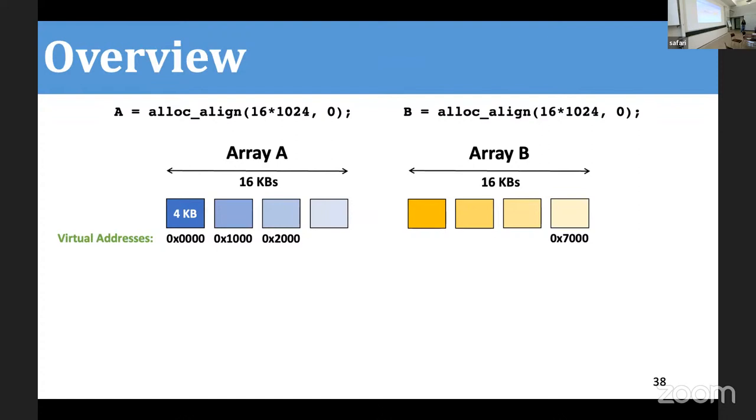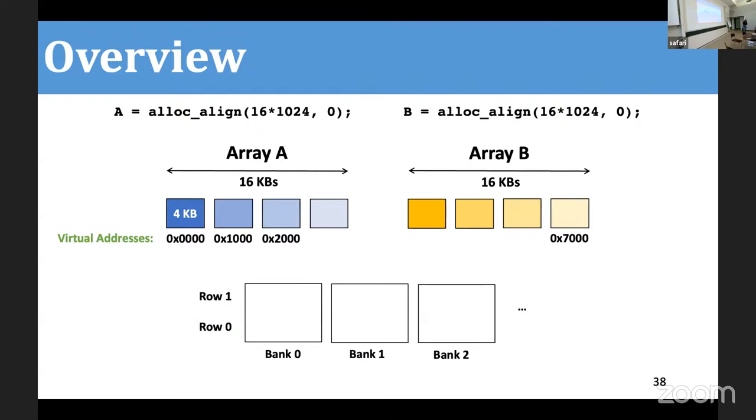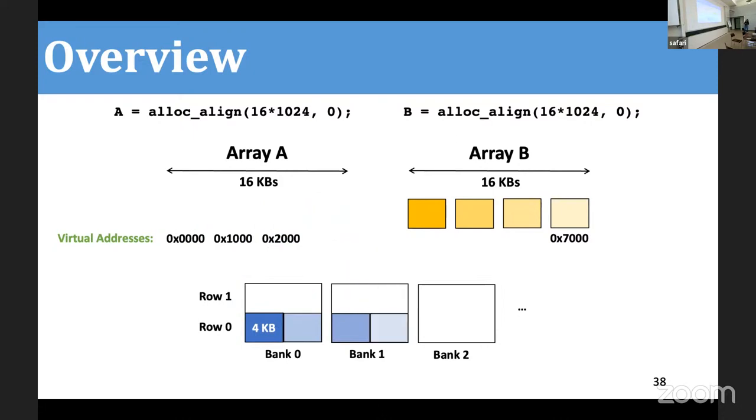So let's have here an overview of how it's working. Basically, here we want to allocate two arrays, A and B, and each is 16 kilobytes large. Here we see we divided into four chunks because the virtual page size is 4 kilobytes. Here we have several banks and two rows, and these are in the same subarray. And what alloc_align tries to do is scatter contiguous virtual pages into multiple banks to enhance bank-level parallelism, and it makes sure that two arrays can be copied to each other.